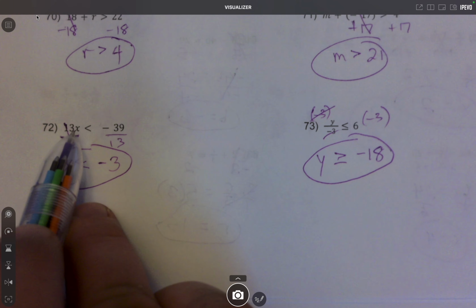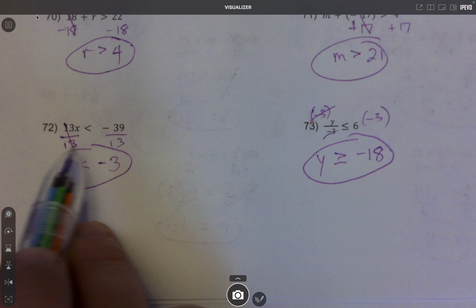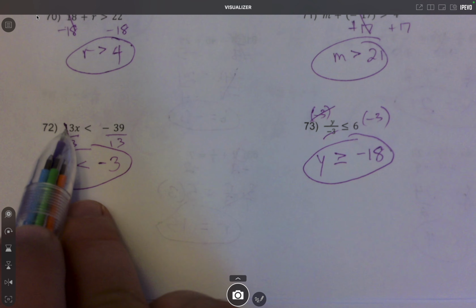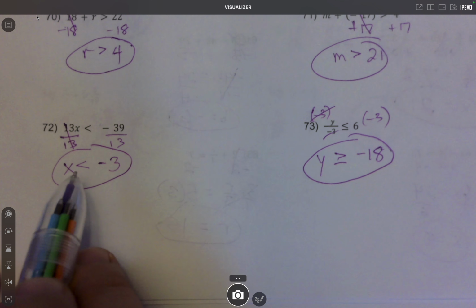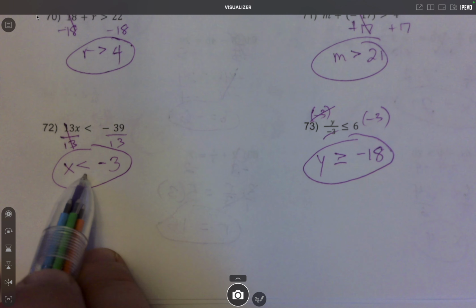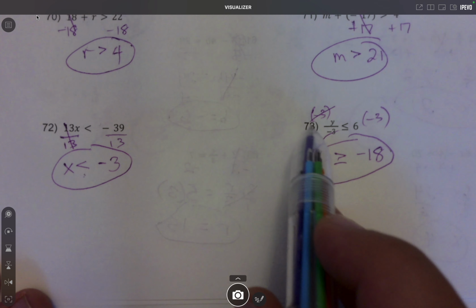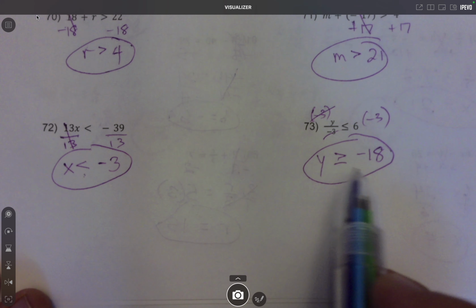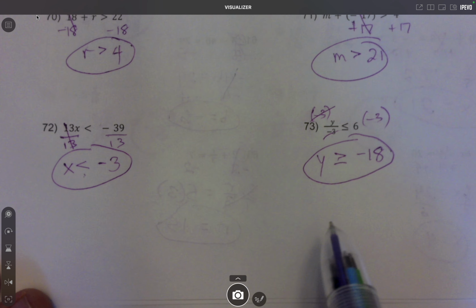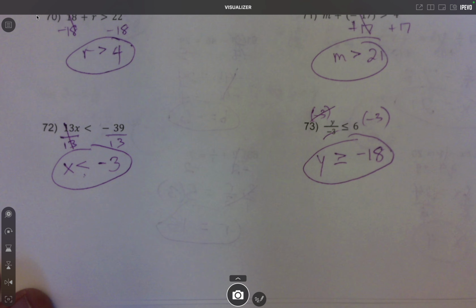So if you look at 72, we divided by a positive 13 on both sides. Since what we divided by was positive, we do not change the inequality sign. But on 73, we multiplied by negative 3. Since we multiplied by a negative number, we do flip the inequality sign and make it go the other direction.